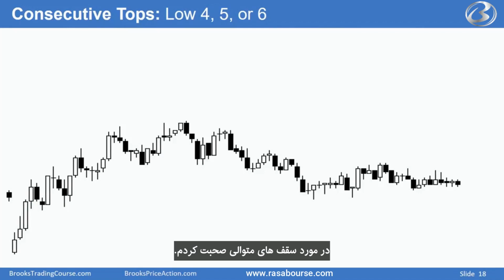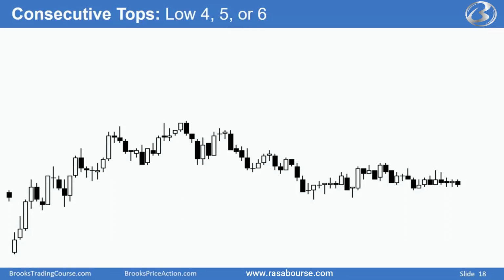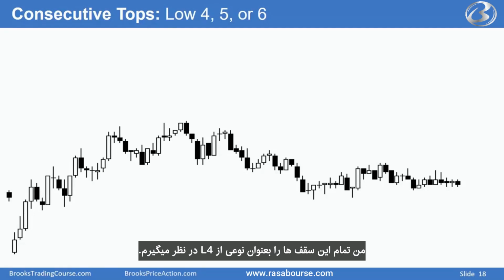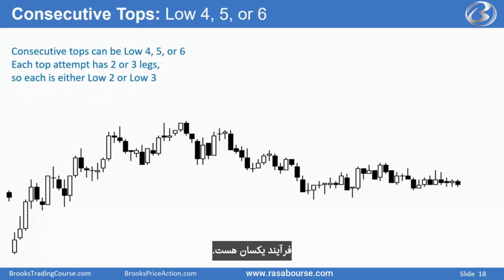I talked about consecutive tops, consecutive complex tops, where each of the 2 tops have 2 or 3 legs. Very often it's a low 2 and then another low 2, so it's a low 4. I think of all of these tops as variations of low 4s, but sometimes they're low 5s or low 6s. For example, here, 1, 2, 3, so low 3, and then we get a breakout, and then we get 2 more legs up. Here it's a 1, 2, 3, 4, 5. It's still a variation of the same process.